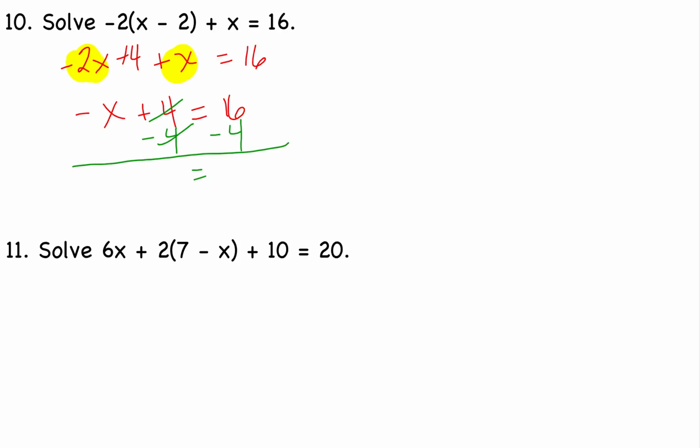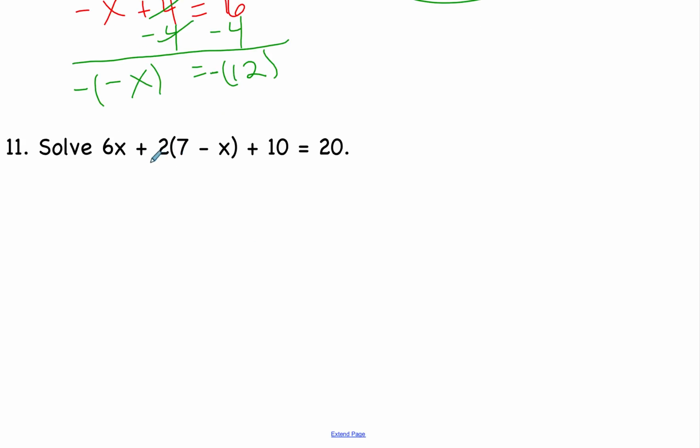Bring down your equal sign. I have a minus x, don't forget that minus sign. 16 minus 4 is 12. But I don't want to know what minus x is, I want to know what positive x is. So I'm going to multiply both sides by negative 1. So that just changes the sign of everything. So minus times a minus is a plus, so I end up with x equals negative 12. And that is the solution.